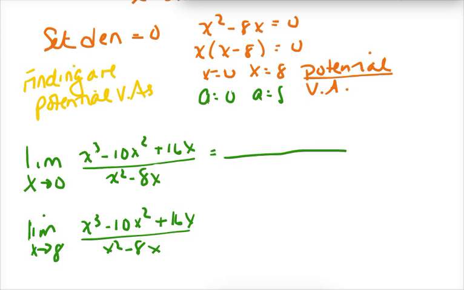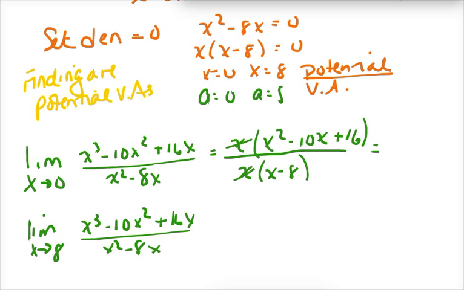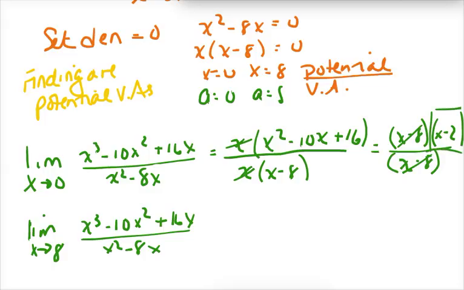So we know the bottom factors into x times x minus 8. And up top, this is going to factor into x times x squared minus 10x plus 16, which can be factored again. The x's are going to go away, and it factors again to x minus 8 times x minus 2, over x minus 8. And that goes away. So you're left with simply x minus 2. So this becomes the limit. I should have left more space. And the same thing here, right? This is now the limit as x approaches 8 of x minus 2.